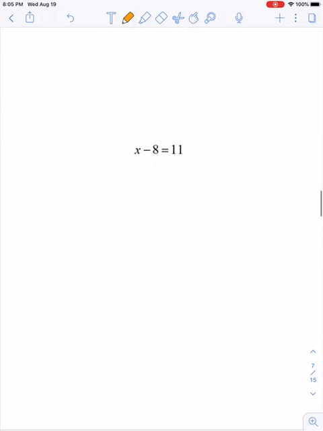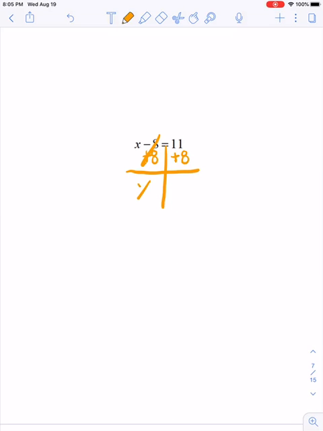A few more just one-step ones, and these ones are pretty nice because they go fast. Again, whatever I do to one side, I have to do to the other. Right now, to get x by itself, I have minus 8. So to undo the minus 8, I'm going to add 8 to both sides, because what I do to one side, I have to do to the other. Those would cancel, so I'm left with x is equal to 19.